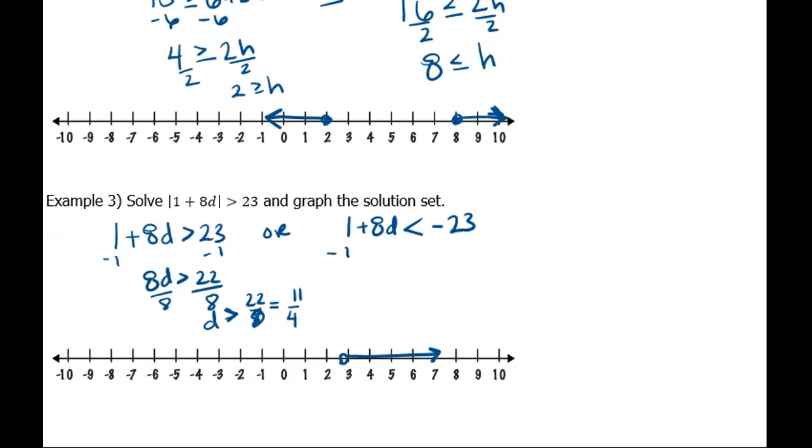Over here, I'm going to subtract a 1. 8d is less than negative 24. Now I can divide by 8. d is less than negative 3. So it can't be negative 3, but it can be anything less than that. And you see our disjunction in how we graph in opposite directions.